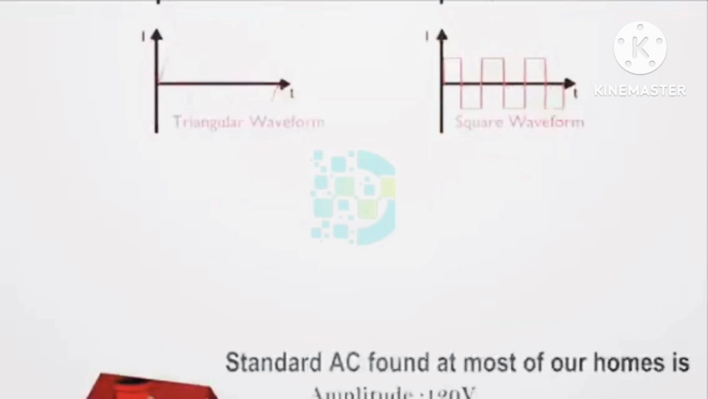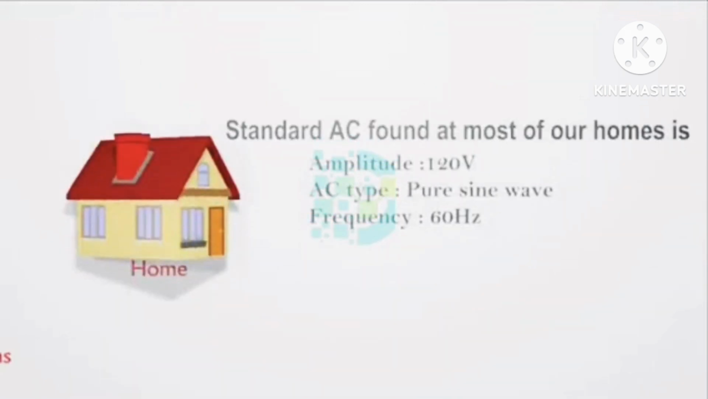shape. Standard AC found at most of our homes is a 120 volts amplitude pure sine wave with a 60 Hz frequency. However, many appliances and electronics use direct current, DC, which provides consistent power to the device. We explain how to convert AC into DC in our previous videos.